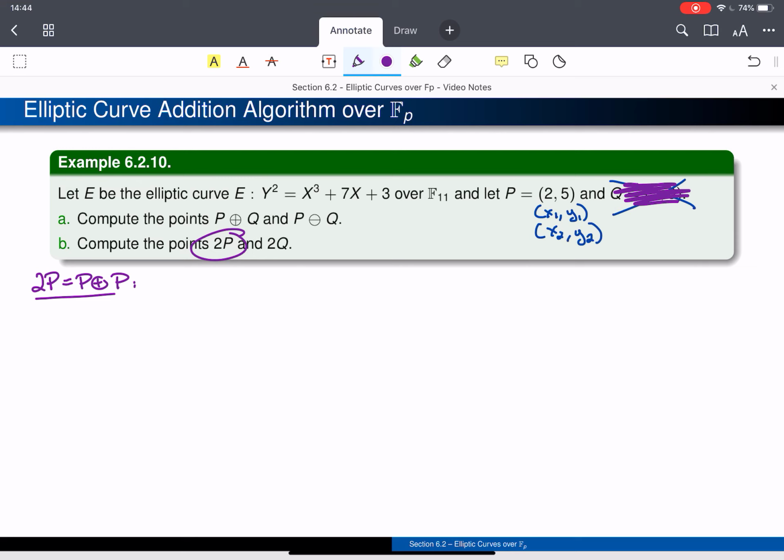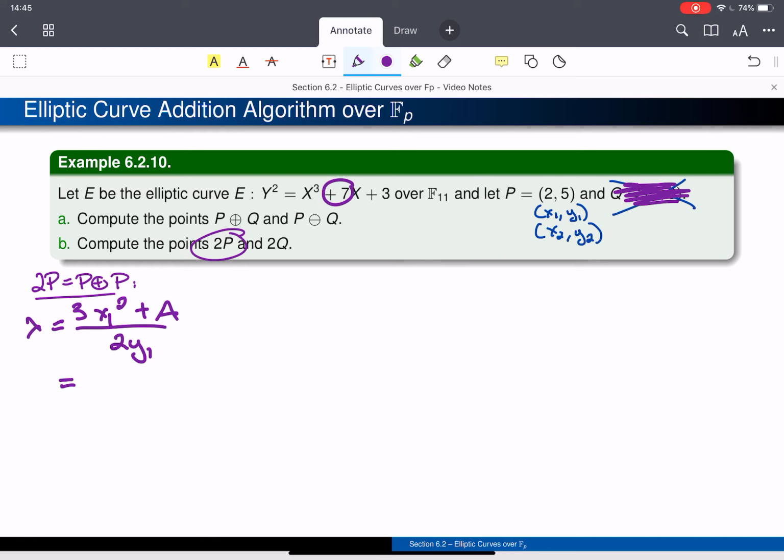For now, because p is obviously itself, I have to use the other formula for lambda, which is not any more challenging to work with. So I'm going to have 3x1 squared plus an a. Remember that a is that number right there. And then that's going to be divided by 2y1. Again, fancy division really is just going to be multiplication by an inverse. Things aren't terrible after that.